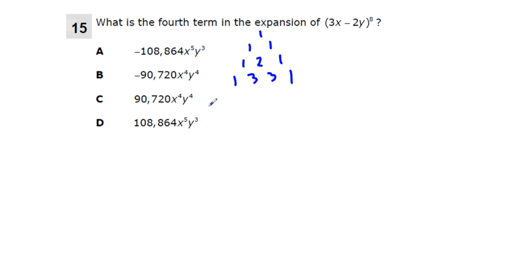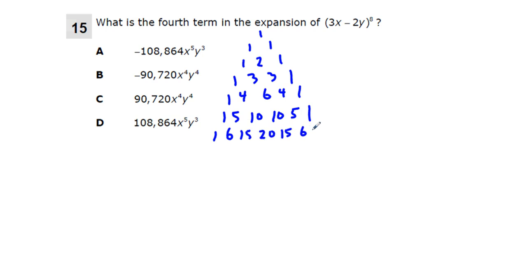And then from the 8th row, you would go over, I'll just go ahead and do it, 1, 4, 6, 4, 1. That's the 4th row. 1, 5, 10, 10, 5, 1. Okay, that's going to be our 5th row. 1, 6, 15, 20, 15, 6, 1. That's our 6th row.